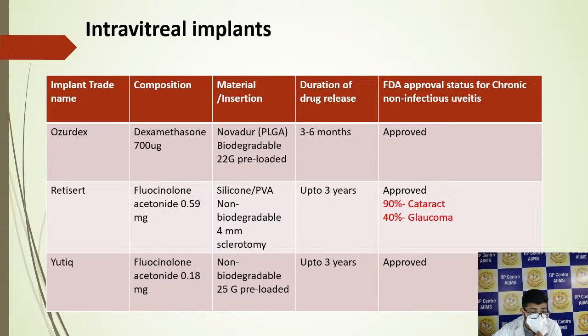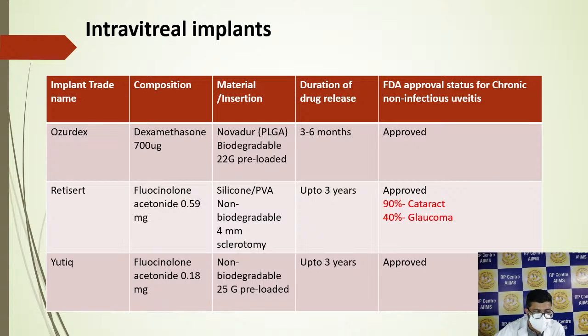Then Retisert is a fluocinolone acetonide implant which is 590 microgram. It is non-biodegradable and is inserted in the vitreous via a 4 mm sclerotomy and sutured to the sclera. The effect lasts for 3 years and the complications are that about 90% of cases will have cataract and 40% will have glaucoma. The recently FDA approved, in 2018, is the fluocinolone acetonide 180 microgram implant.